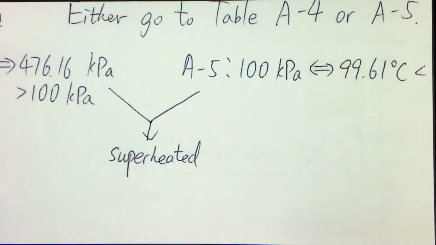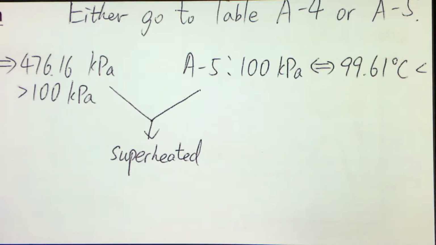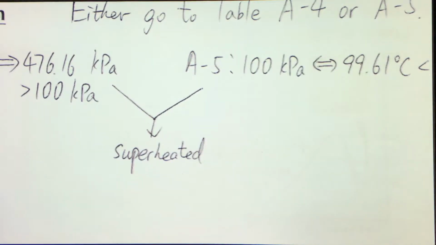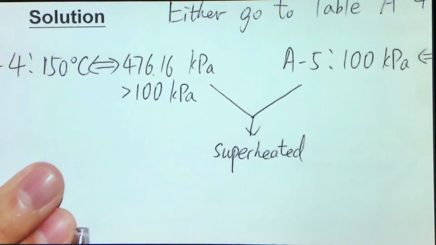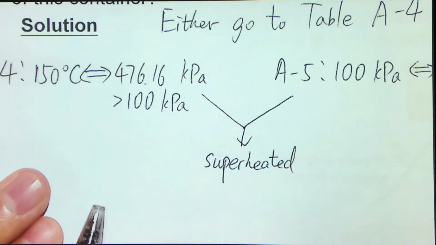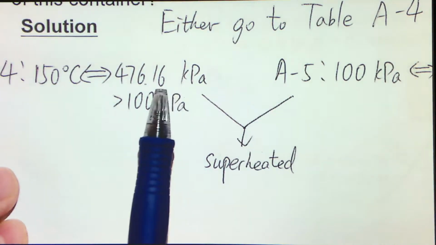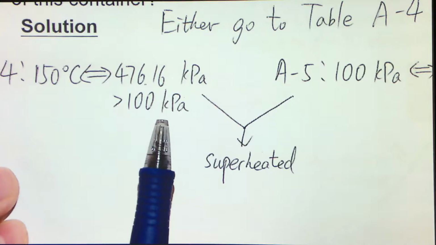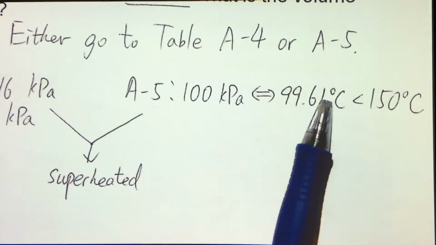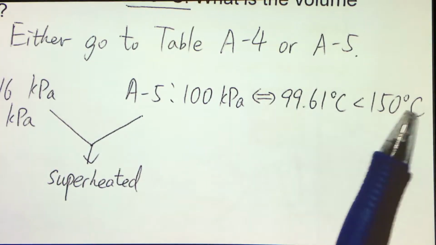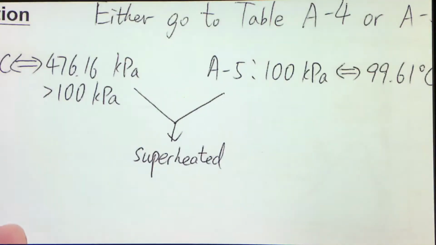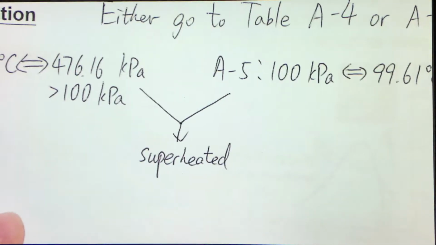Okay? Well, in the later problems, if we need to determine whether it's superheated or not, then I will just go to one table only. Either table A4 or A5 is okay. You just choose one and then check this pair of values, whether the pressure is greater than the given one, or the temperature is smaller than the given one. Then you can get the conclusion. Okay, it's up to you.